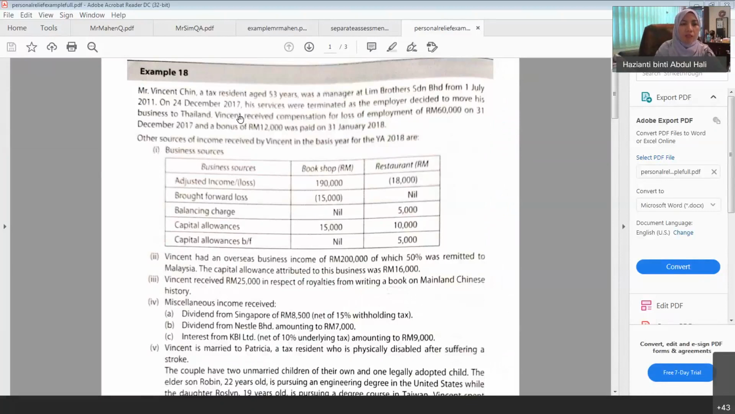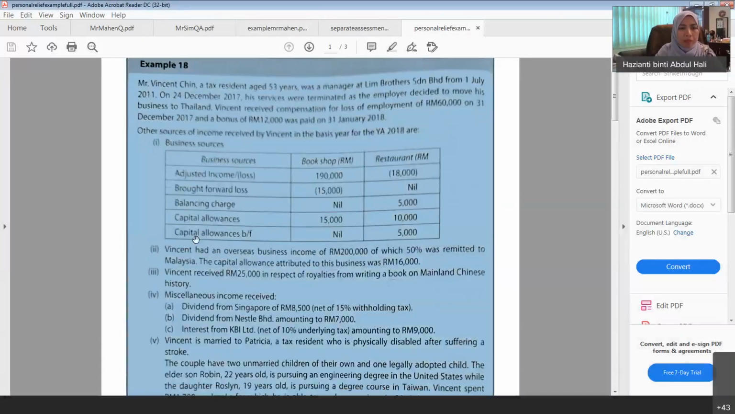So if you look at this question, we have Mr. Chin. Tax resident, age 53, was a manager at Lim Brothers. 24 December 2017, his services were terminated as the employer decided to move his business to Thailand. He received compensation for loss of employment of 60,000 and a bonus of 12,000 was paid on 31st January 2018. So he has a source of income from business, point number 1 and number 2, just ignore, no need to do anything. We start with point number 3.